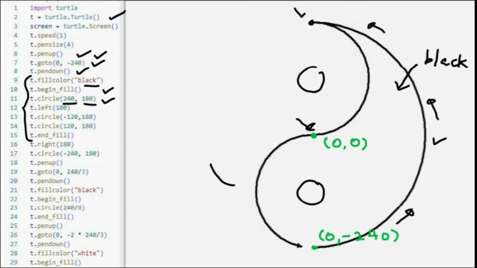Once we reach this point over here, note that the direction of the turtle is like that. But I need to draw this smaller arc here. So what I need to do is rotate the turtle so that my direction is towards the right side. So that's why I have here turn the turtle left 180 degrees, and then I draw the two smaller arcs.